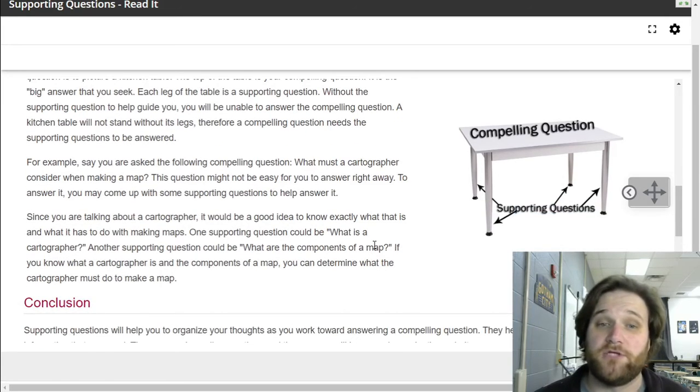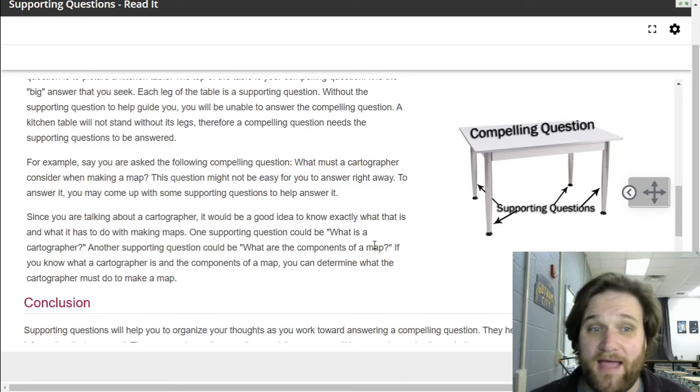Since you're talking about a cartographer, it would be a good idea to know exactly what that is and what it has to do with making maps. So a supporting question would be, what is a cartographer? Another supporting question could be, what are the components of a map? If you know what a cartographer is and the components of a map, you then can determine what the cartographer must do to make a map. So it can be that simple.